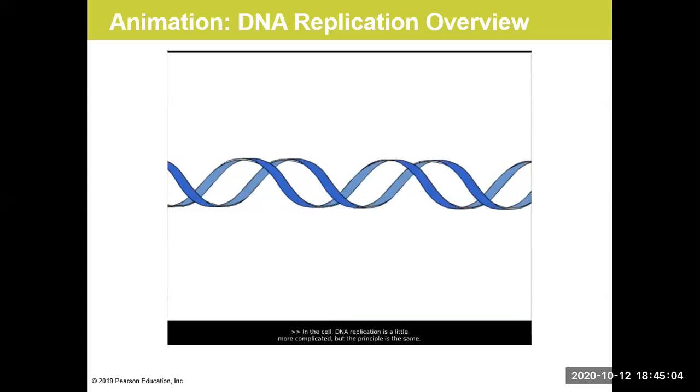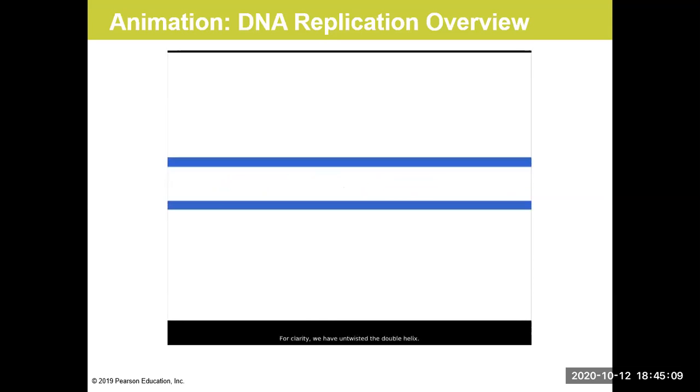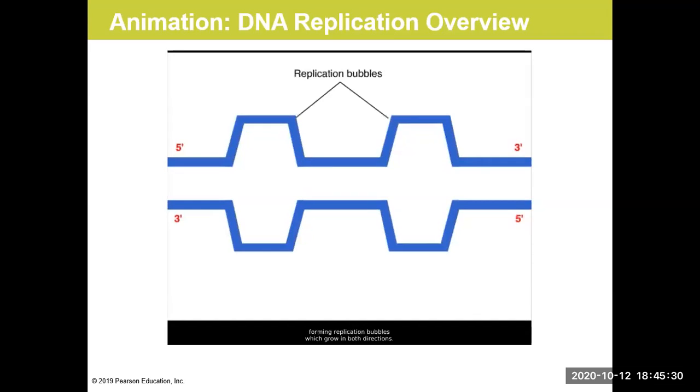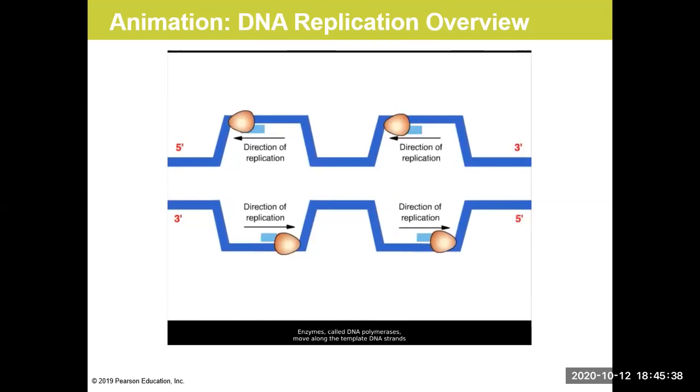In the cell, DNA replication is a little more complicated, but the principle is the same. For clarity, we have untwisted the double helix. Remember that each DNA strand has a 3' and 5' end, and the strands run in opposite directions. DNA replication begins at specific sites called origins of replication. Proteins attach here and separate the DNA strands, forming replication bubbles which grow in both directions. Enzymes called DNA polymerases move along the template DNA strands and catalyze the elongation of new strands.